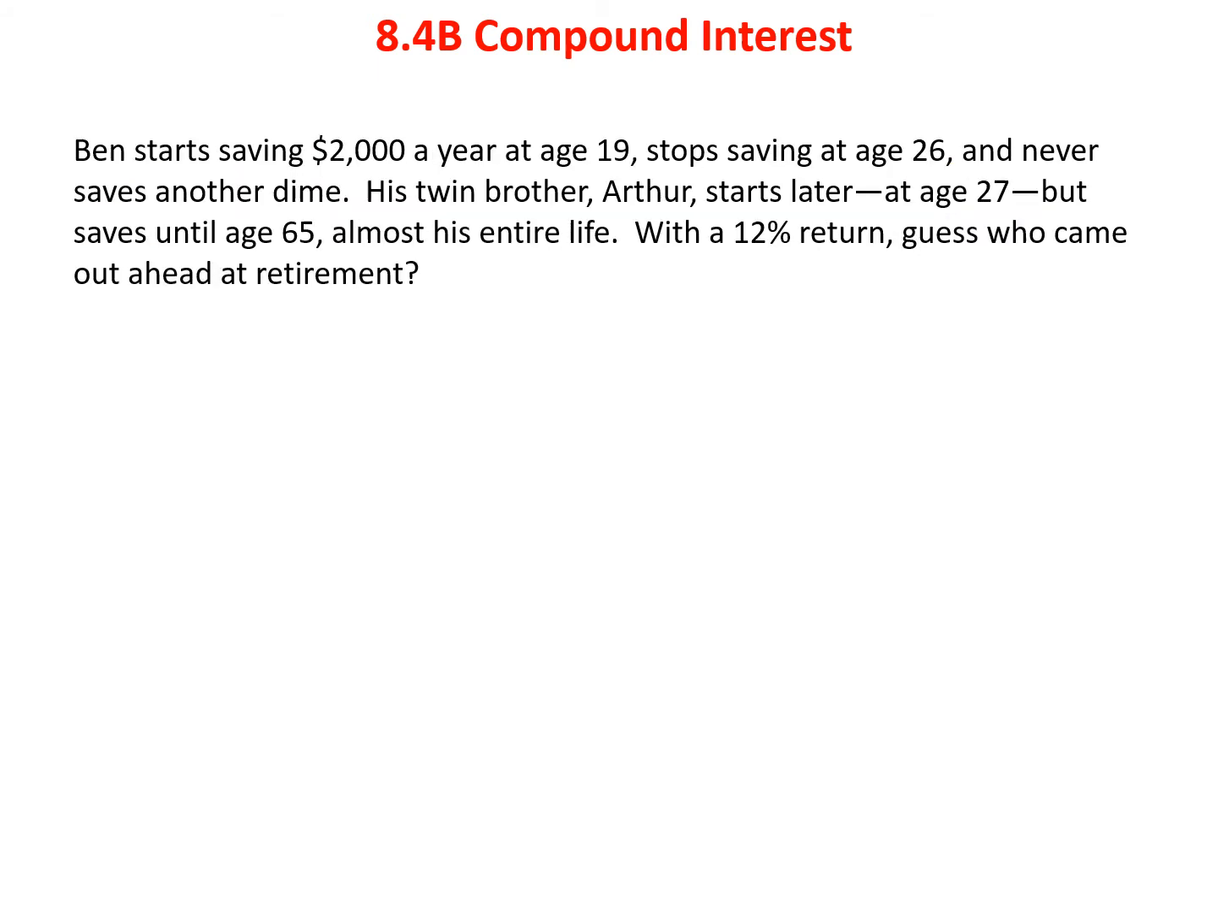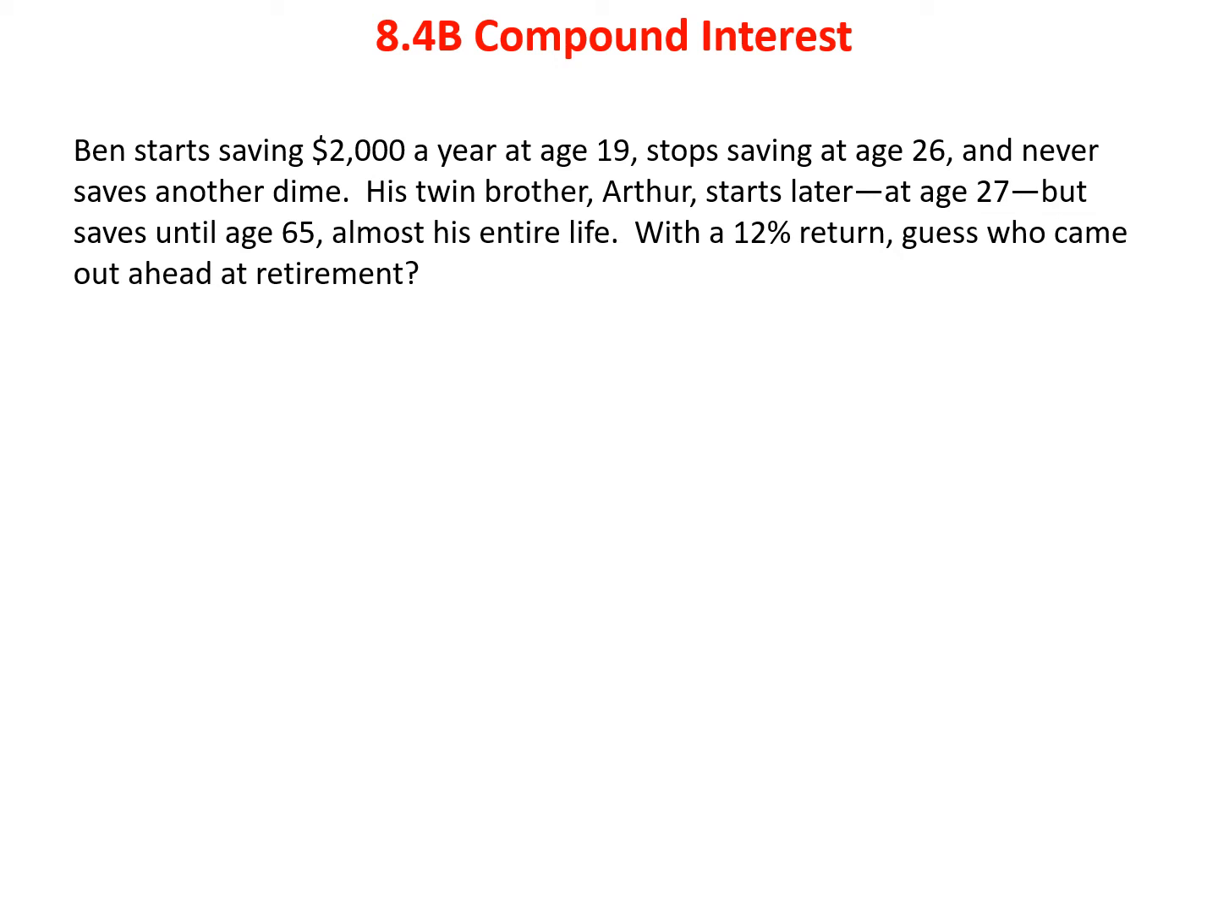I want to share with you an interesting story about how wealth is made in our country. It's about saving for retirement. It's a story that I borrowed from a class I took on financial peace, and it talks about 2 twin brothers. Ben, one of the brothers, starts saving $2,000 a year at age 19, but then when he gets to be 26, 7 years later, he stops saving and never saves another dime. But he's put the money into an investment at 12% return.